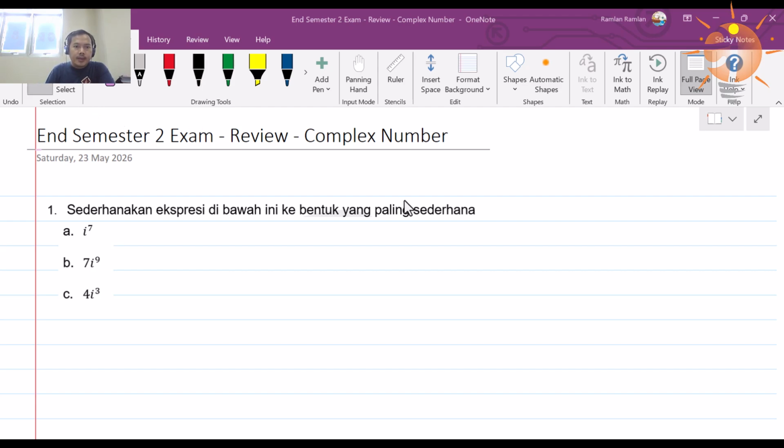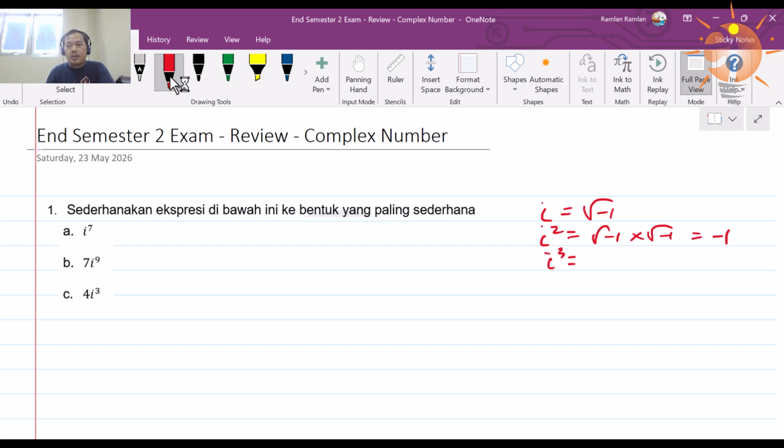Now we have a lot of questions here. When we go back to the basic concept, remember that i is the square root of -1. So if I have i squared, that'll be the square root of -1 times the square root of -1, and it'll be just equal to -1. If I go to i to the power of 3, I can write down i squared times i to the power of 1.